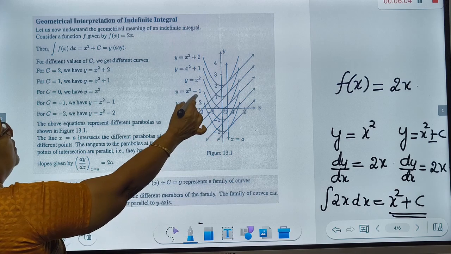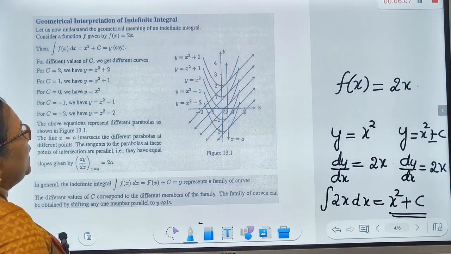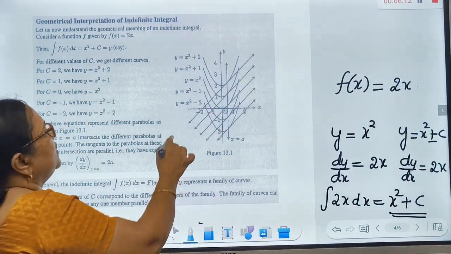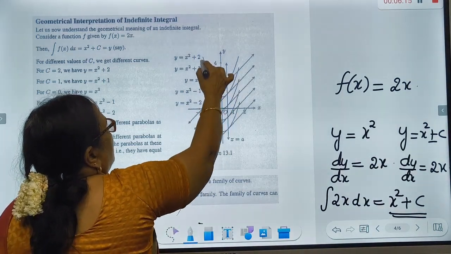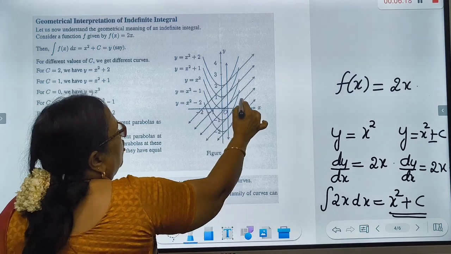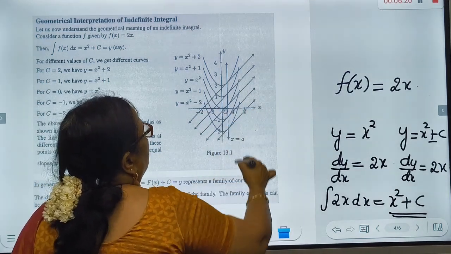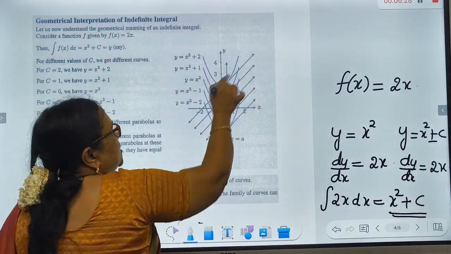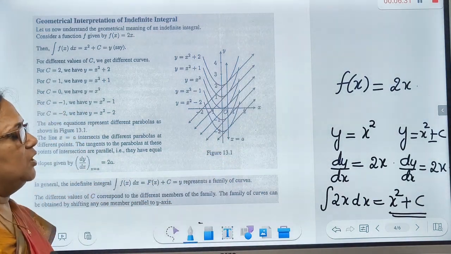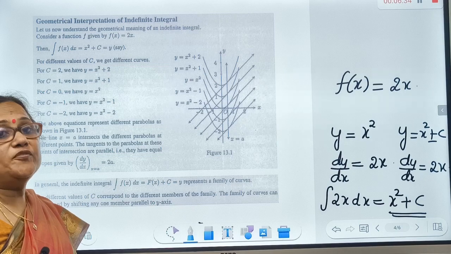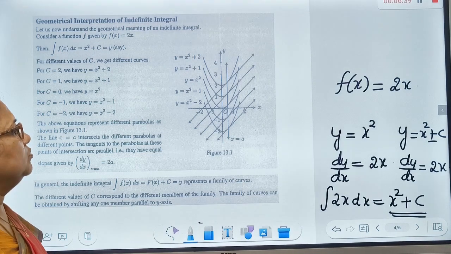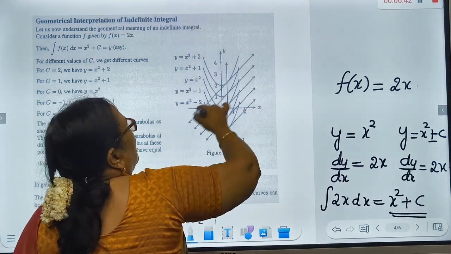So this is a family of curves. In this graph you can see y equal to x square is the one whose vertex is the origin. Then you have y equal to x square plus 1, y equal to x square plus 2. Then below, y equal to x square minus 1, y equal to x square minus 2. You get so many curves. But what is the relationship? If I draw tangents, they will all be parallel. For example, if y equal to 2x, what is the slope of the tangent? 2. So you can see that they are all parallel lines.